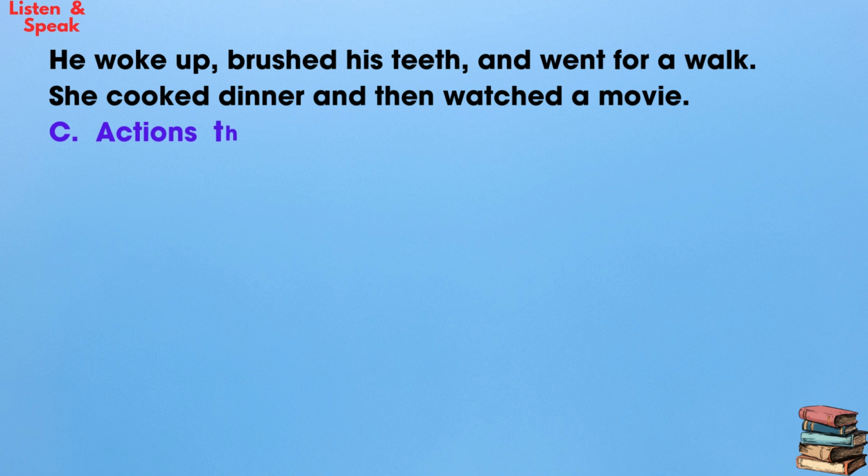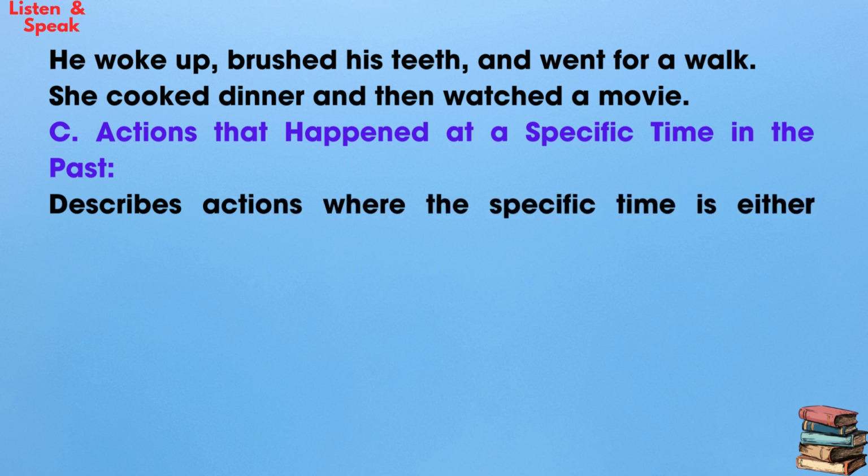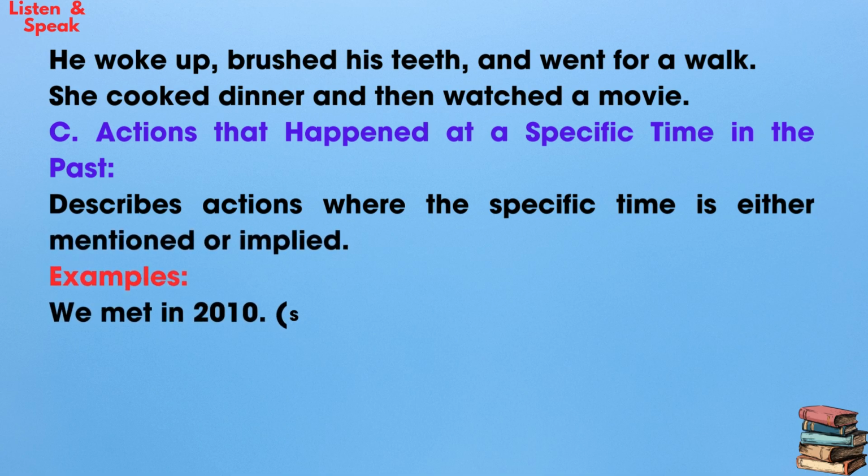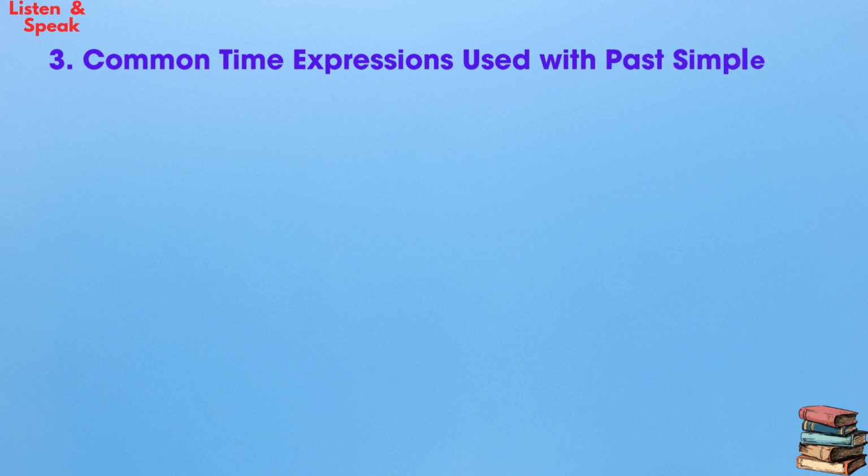C. Actions that happened at a specific time in the past. Describes actions where the specific time is either mentioned or implied. Examples: We met in 2010. Specific time: I saw him last night. 3. Common time expressions used with past simple.